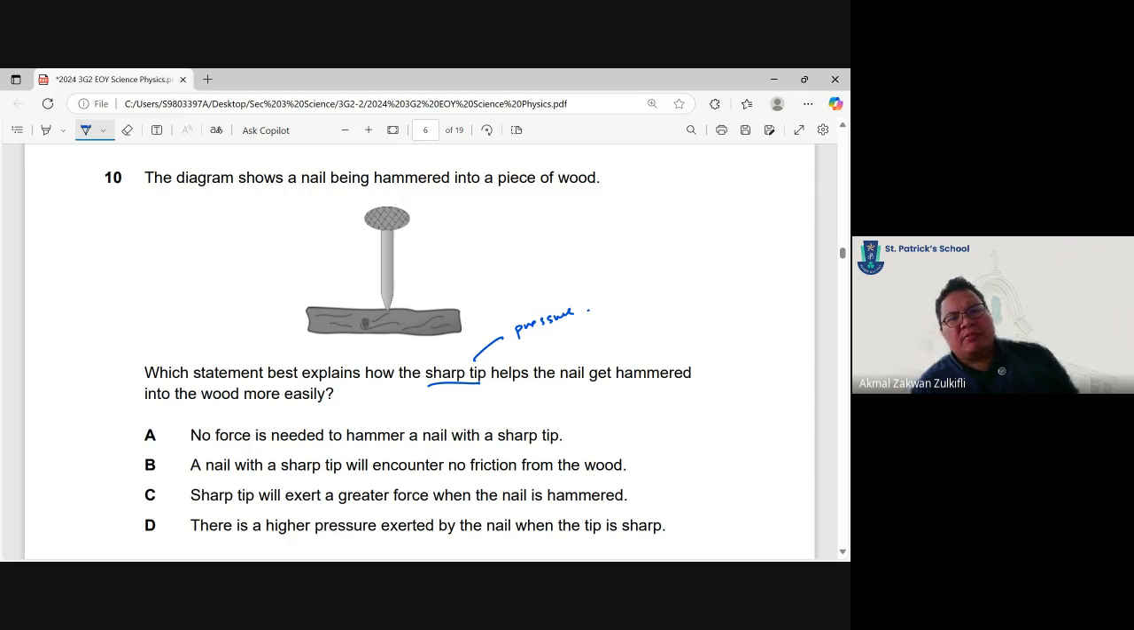Sharp tip, blunt, small area, big area, right? More or less it is going to be talking about pressure. So we know that a smaller area means bigger pressure, right? So higher pressure, immediately we know that is higher pressure. It's not on the greater force. It is not about friction. We are going to talk about pressure. Okay.